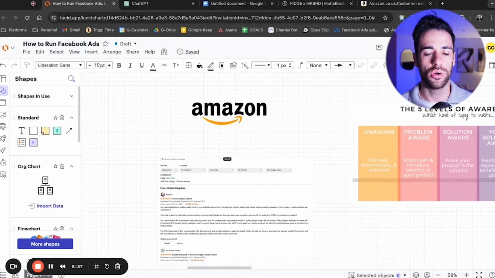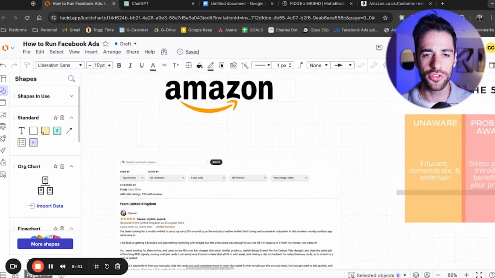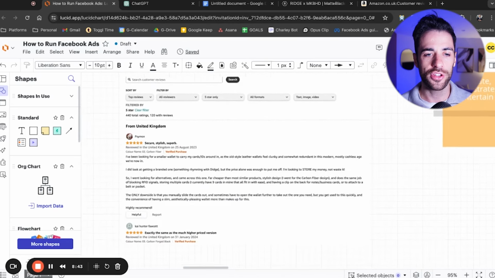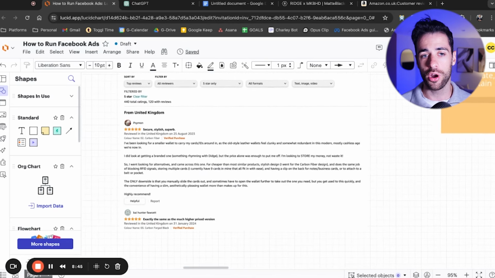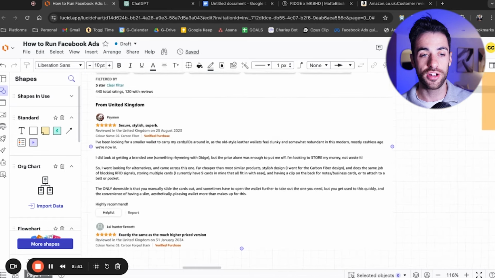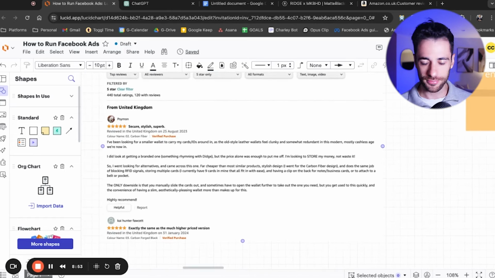Okay, so what you want to do for the messaging angles is go onto Amazon and look at the reviews. You can look at the reviews for your product, or for competitors if you're just getting started, or both, if they have a similar product. You're not looking at the brand reviews, you're looking at the product reviews, because that's what we're advertising. We're advertising the product. We want to know what people are saying about the product, not the brand.